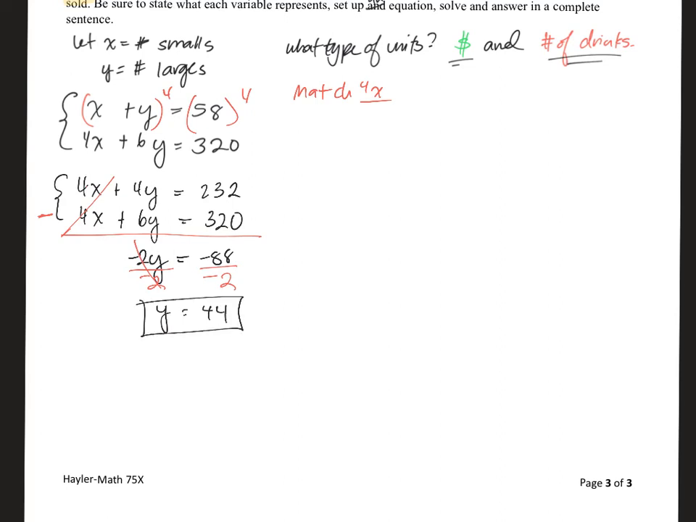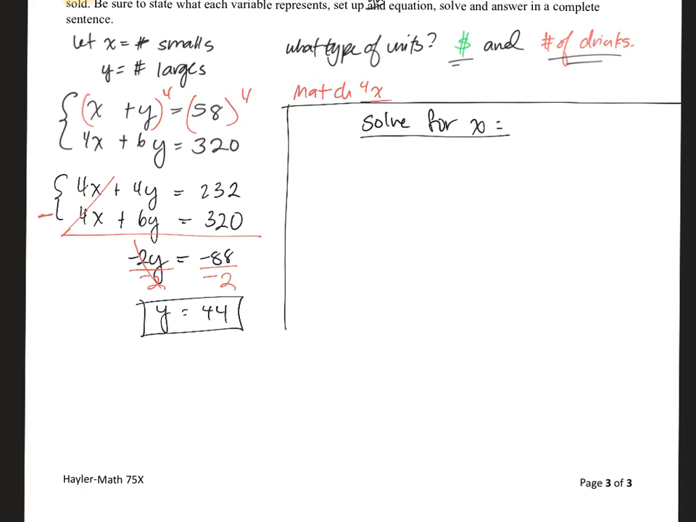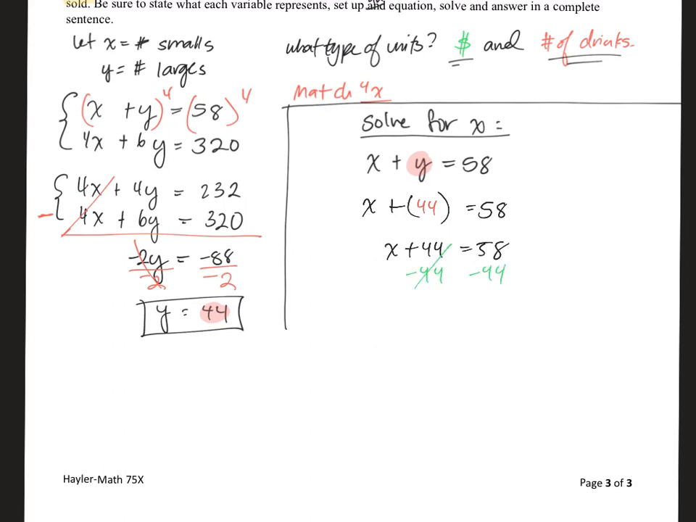We're not done. Remember, we have to solve for x. We can use either one of the equations. I'm going to use the top equation. Why? Well, it has smaller numbers, so it's just easier to use the one with smaller numbers. Now I'm going to substitute in the y value of 44 for y in this equation. So x plus 44 equals 58. Let's subtract 44 from both sides, and we get x equals 14.